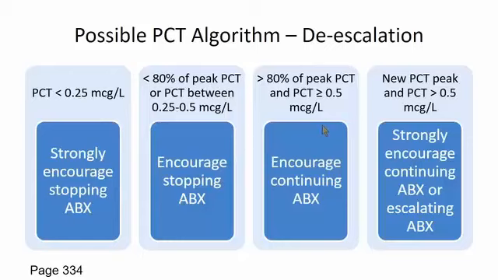On the opposite end, if your procal level is greater than 0.5, then continue antibiotics or even escalate. And if it's greater than 80% of your peak and greater than 0.5 mics per liter, then encourage antibiotics.